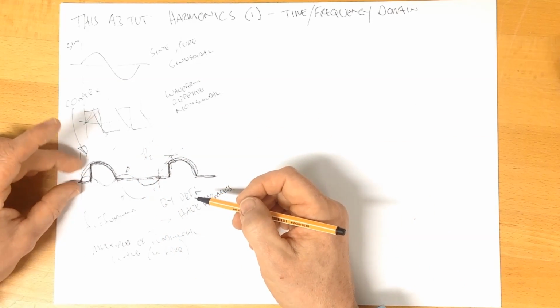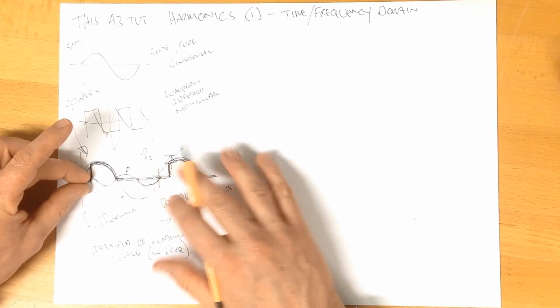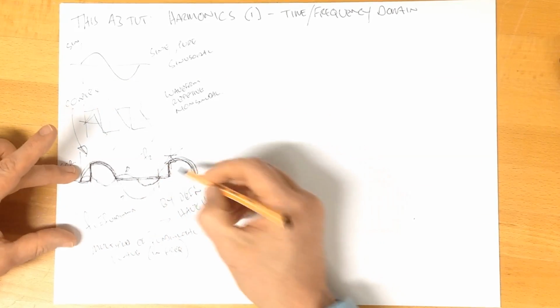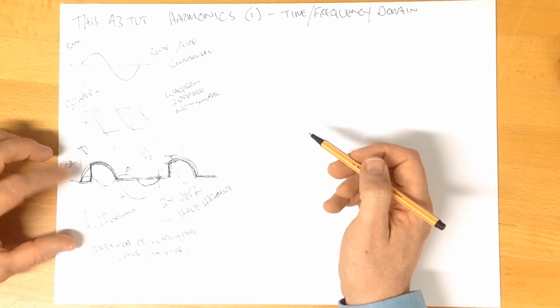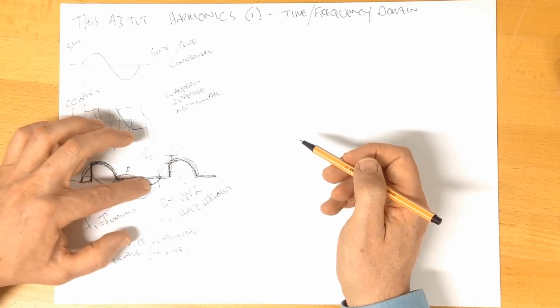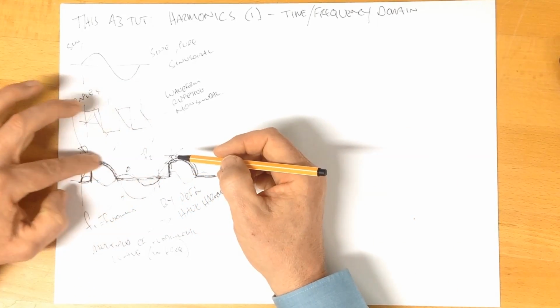Now note I'm ignoring the amplitude here. That's a totally separate thing. We'll come to that later on. We're just talking about the frequency domain. So our second harmonic would go through like this. Our third harmonic would have 3 complete cycles within the 1 cycle of our fundamental.